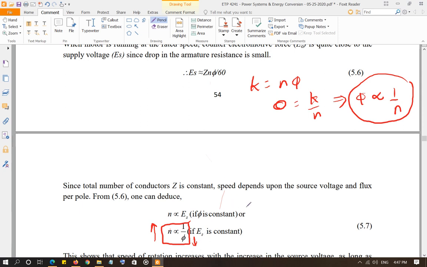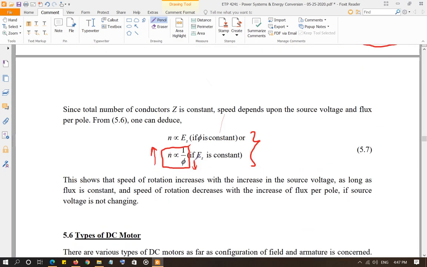So two things: speed is directly proportional to the source voltage, or E naught, if source and E naught are close to each other, and speed is inversely proportional to the value of flux per pole. If it is going down, speed is going up. If the flux is increasing, speed is decreasing. The speed of rotation is decreasing. Alright, next we're going to discuss DC motor types.